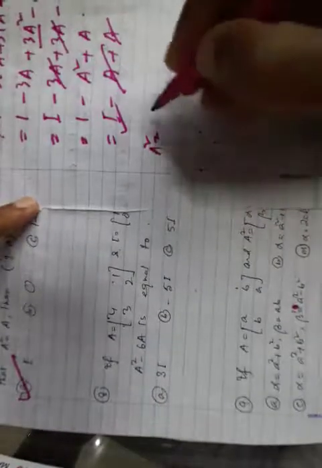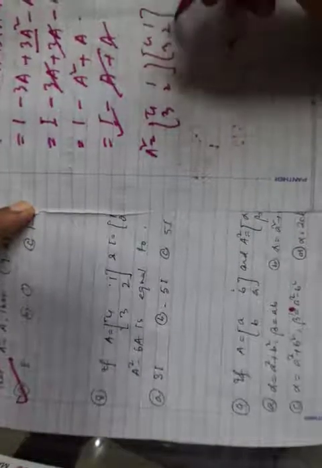Next, if A is equal to the matrix 4, 2, 3, 2, and I is equal to this, then A square minus 6A. What is A square minus 6A? So first, if I find out, A square is equal to what? 4, 1, 3, 2. Find out 4, 1, 3, 2. Multiply this. If you multiply, what will we get?